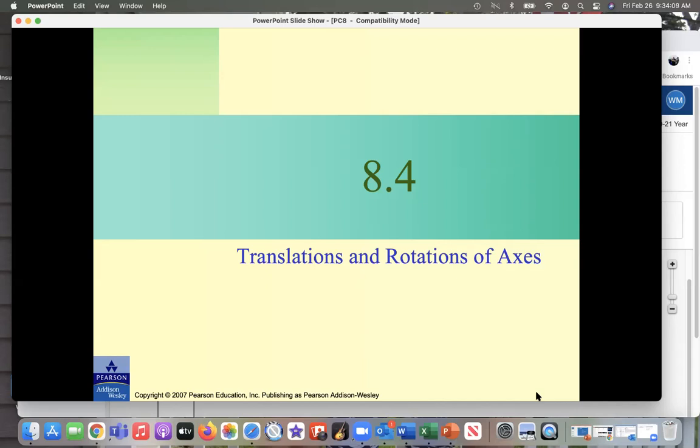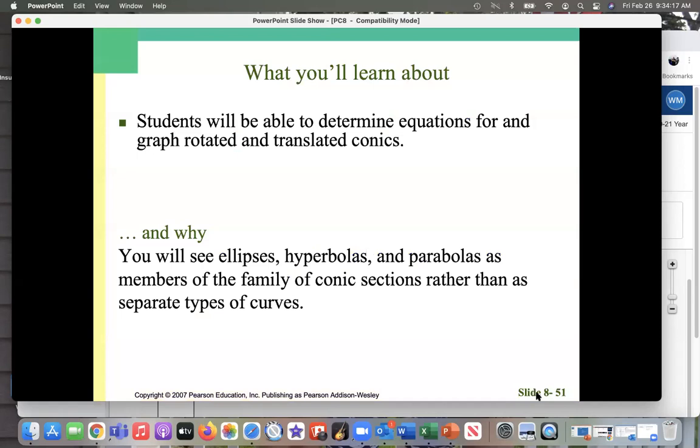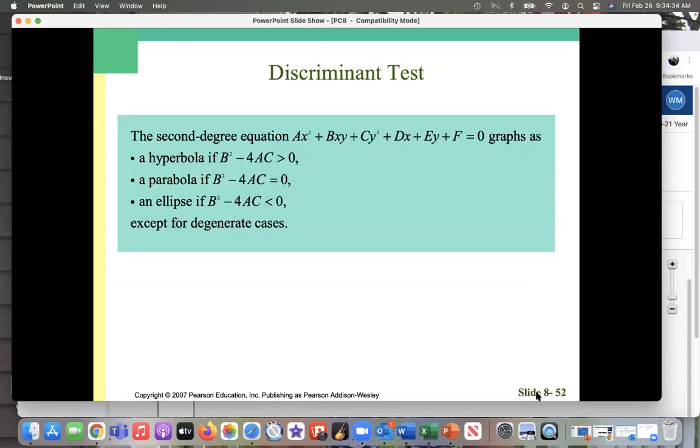So this is going to be a little bit easier than it used to be. Okay, so we're going to talk about classifying or identifying what type of a conic we have. We'll do a little graphing, that'll be easy on Desmos, and then we'll do a little completing the square also. Students will be able to determine equations for and graph rotated and translated conics. We've kind of already dealt with translated conics. We've moved them around a little bit. This will just be a little bit different.